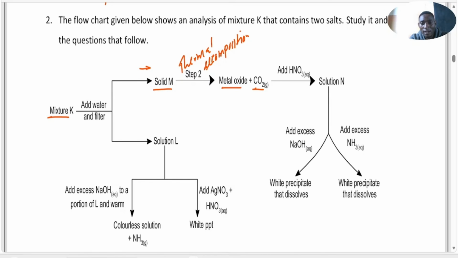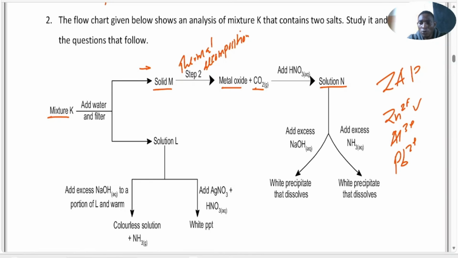Then that metal oxide is added to nitric acid, and we get a solution N. This solution N, when we add excess sodium hydroxide solution, we get a white precipitate that dissolves. So if we get a white precipitate that dissolves, we need to think of which metal ions dissolve in excess sodium hydroxide, and we realize that it's what we call ZAP. ZAP: zinc. We have presence of zinc ions, aluminium ions, and lead ions.